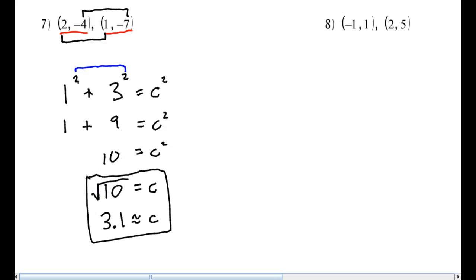Now, what if I want to do this using the subtraction? Does that work? So let's see here. 2 minus 1, subtract the x's. Yeah, 2 minus 1 is 1, 1 squared, that works. Negative 4 minus negative 7, squared. Okay, negative 4 plus 7 is 3. Yeah, that works as well. So I can either understand that these are 1 apart, or I can calculate they're 1 apart.